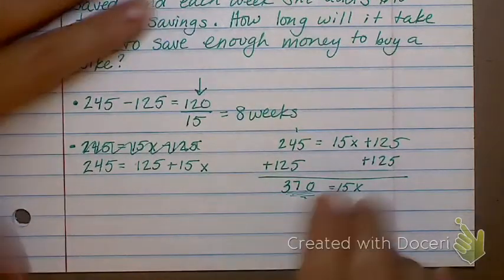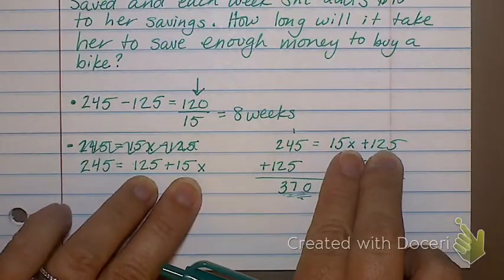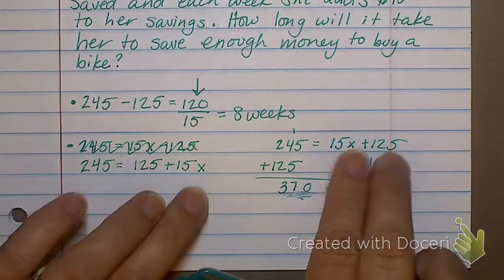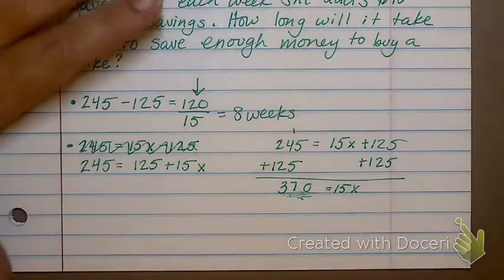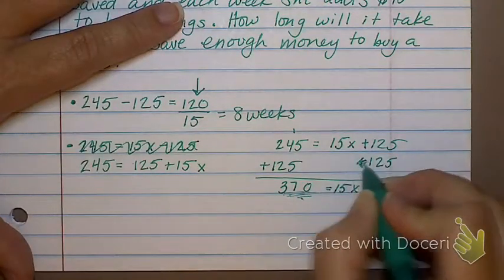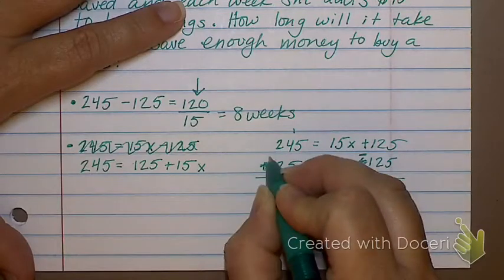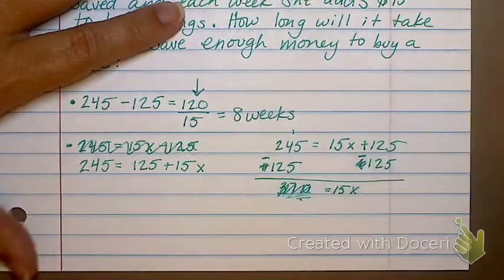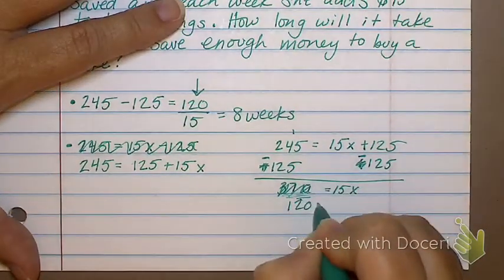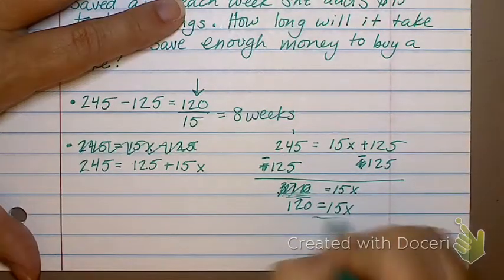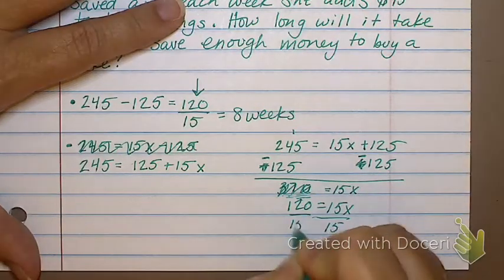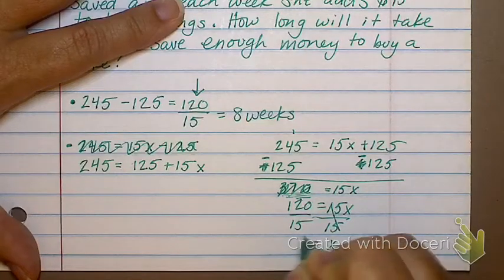Okay, so what we can say now is it doesn't matter whether you write the 15x first or the 125 first, as long as it is plus 125. If we subtract 125 from each side, what do I get? 120 equals 15x, and then we're dividing by 15, x equals 8.